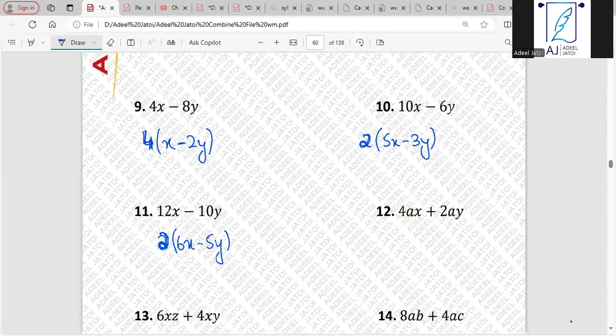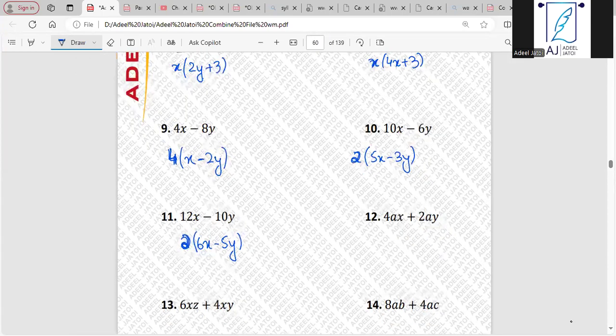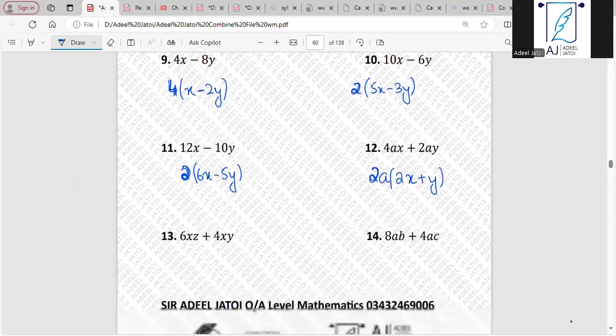Then what do we have? Part 12. 2a as common. What will be common? 2a. So what are you left with? 2x plus y. Because 2a is common, you will be left with what? Y. 13. If we see, 2 is common as well as the variable x. So what are we left with? 3z plus 4y divided by 2 is 2y and x is out. What are you left with? Y.